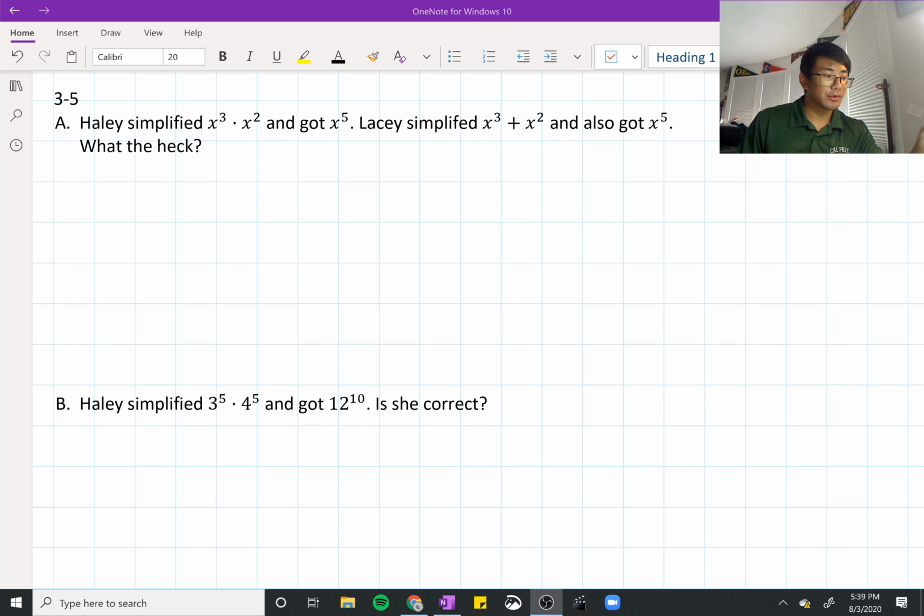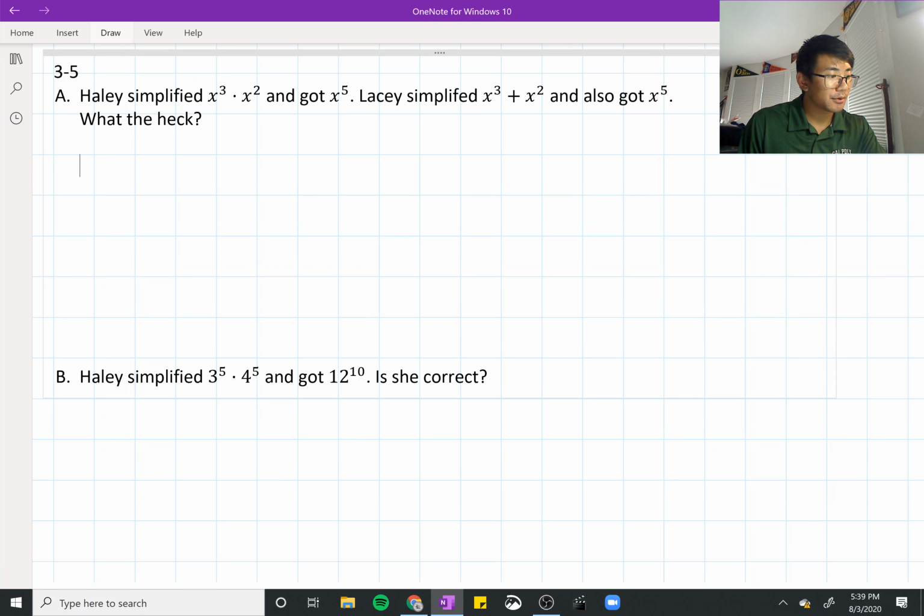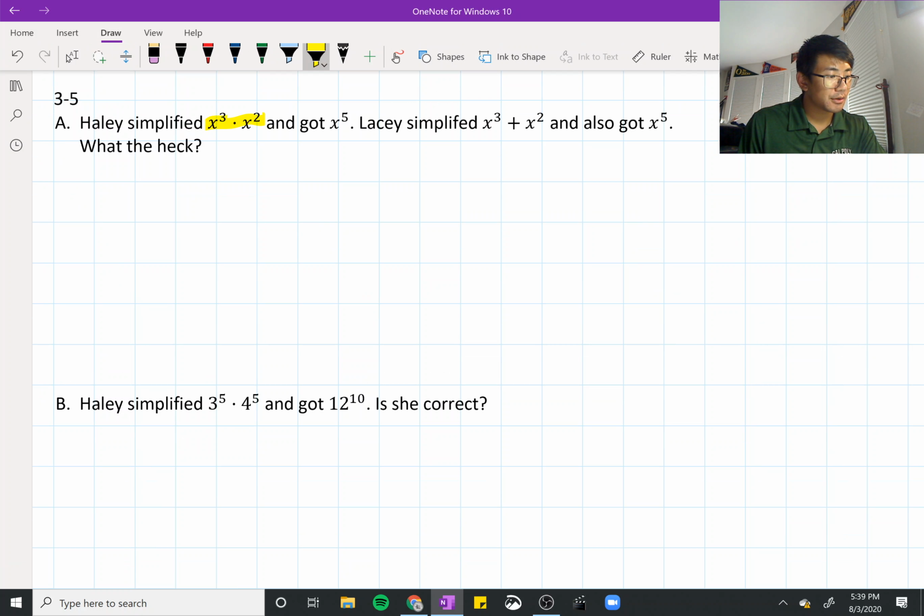So in this first question, Haley and Lacey have two different expressions. Haley has x squared times x cubed, and got x to the fifth. Lacey has x cubed plus x squared, but also got x to the fifth. What the heck happened? Are they both right? Are neither of them right? Is only one of them correct? Let's take a look at this.